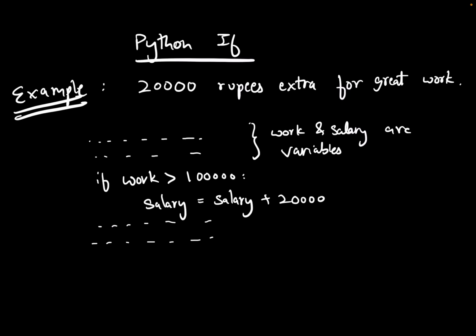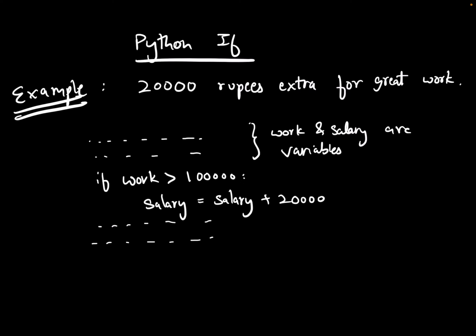Okay. So if work is greater than some value, then salary should be equal to salary plus 20,000, or salary plus 20,000 should be assigned to salary. Okay. Now when you execute this program, this if statement will check whether the employee has done great work or not, based on whether the work value of the employee is greater than this number given here or not. And if it is, then it will add 20,000 to its salary. So that was the first example.